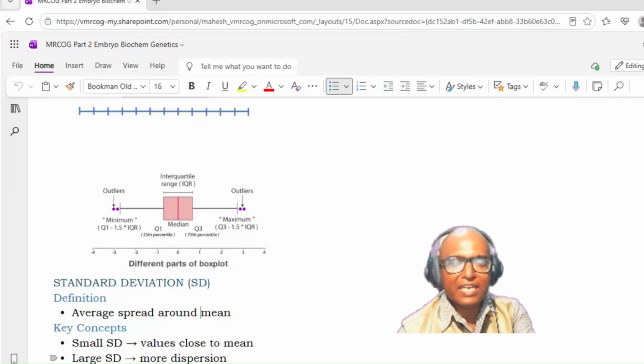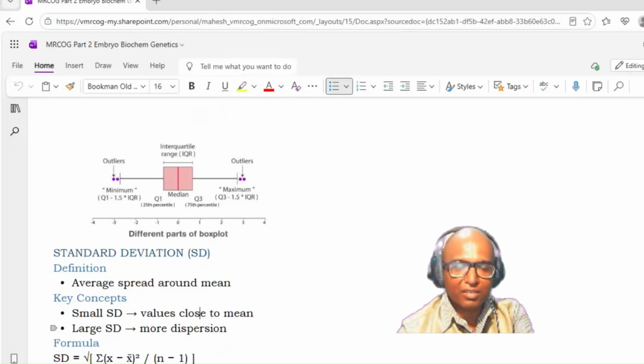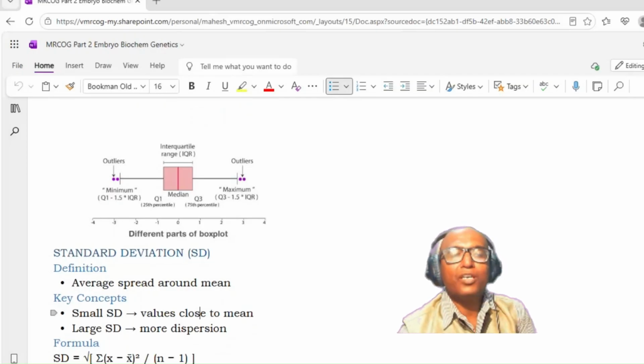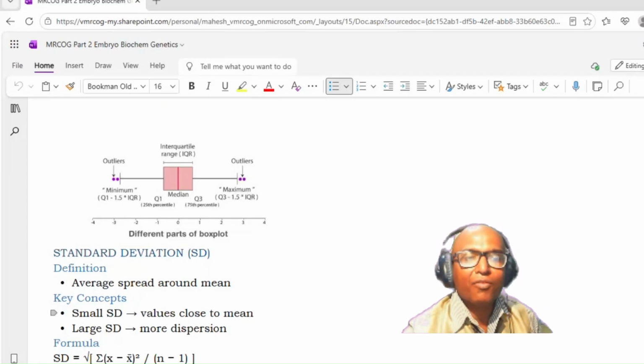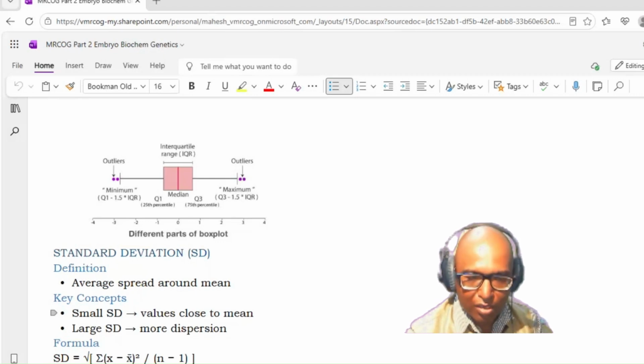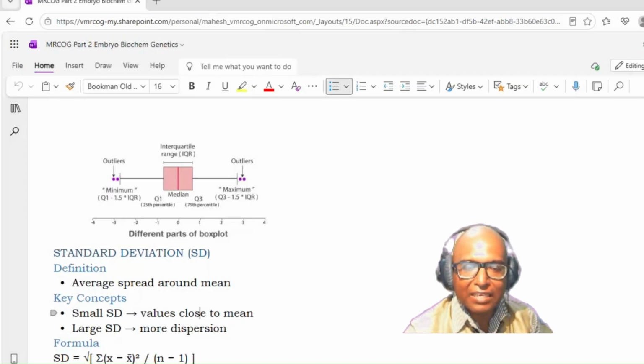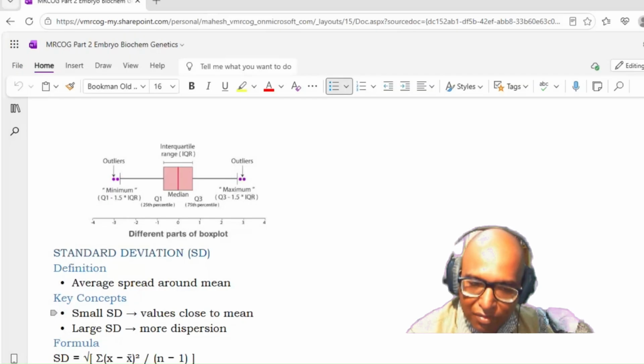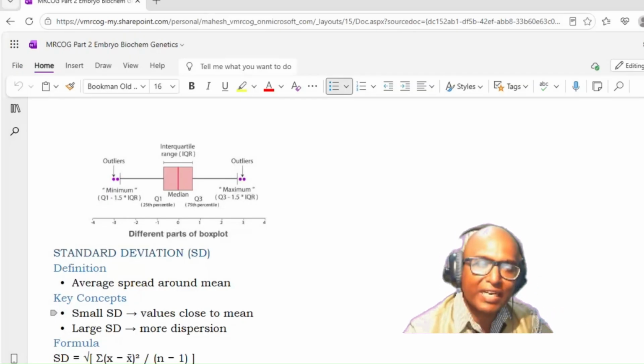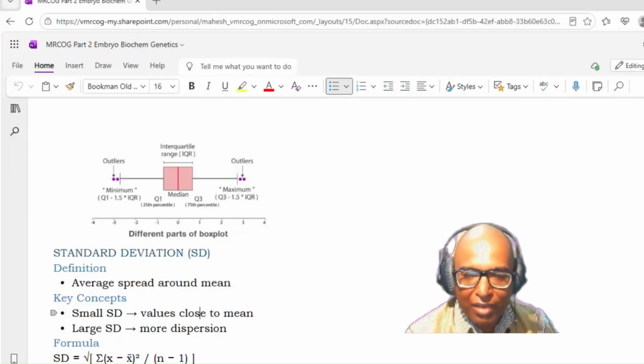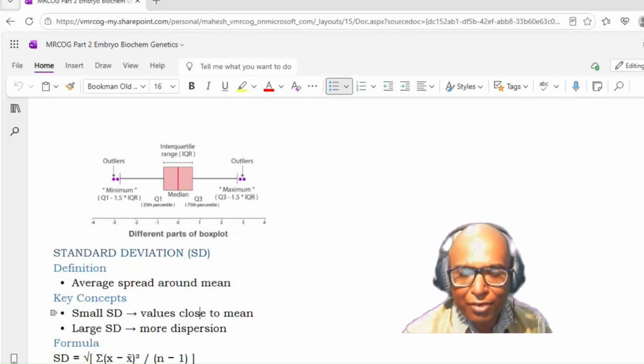Now you may have a standard deviation which is small, or you may have a standard deviation which is large. If you have a small standard deviation, that means values are close to the mean. Suppose you have 100 values and a mean of 50, and a very small standard deviation. Then all 100 values might lie around 50, say between 45 and 55, very close to the mean. You will get a small standard deviation because no individual value is very far from the mean.